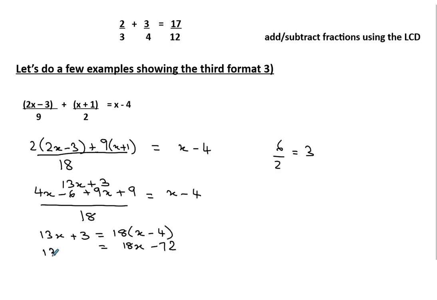So I've got 13x plus 3 equals 18x minus 72, minus 13x. You've got 3 equals 5x minus 72. Add the 72. So you've got 75 equals 5x. And then divide by 5. And 75 divided by 5 is 15 equals x.